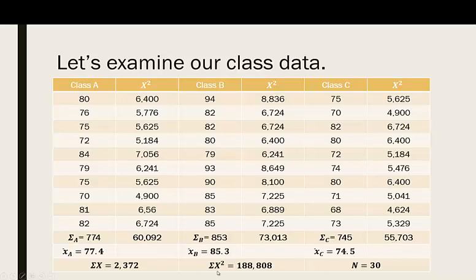And we add those up to get a sum of x squared, which is 188,808. And the sum of our individual scores, we would add all three groups together, and we get 2,372.